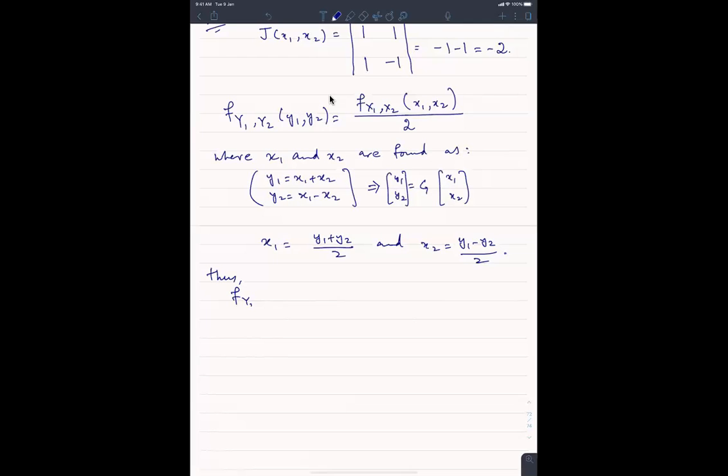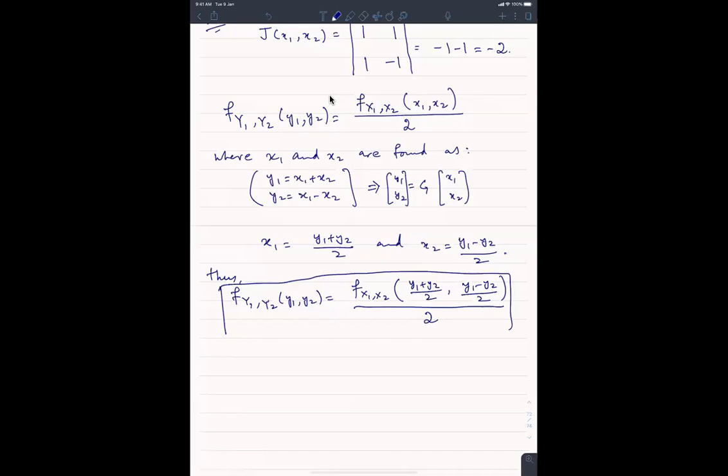Thus f y1 y2 (y1, y2) would be equal to f x1 x2, but now evaluated at (y1 plus y2) over 2 and (y1 minus y2) over 2, divided by 2. So this is going to be our joint PDF that we wanted to find.